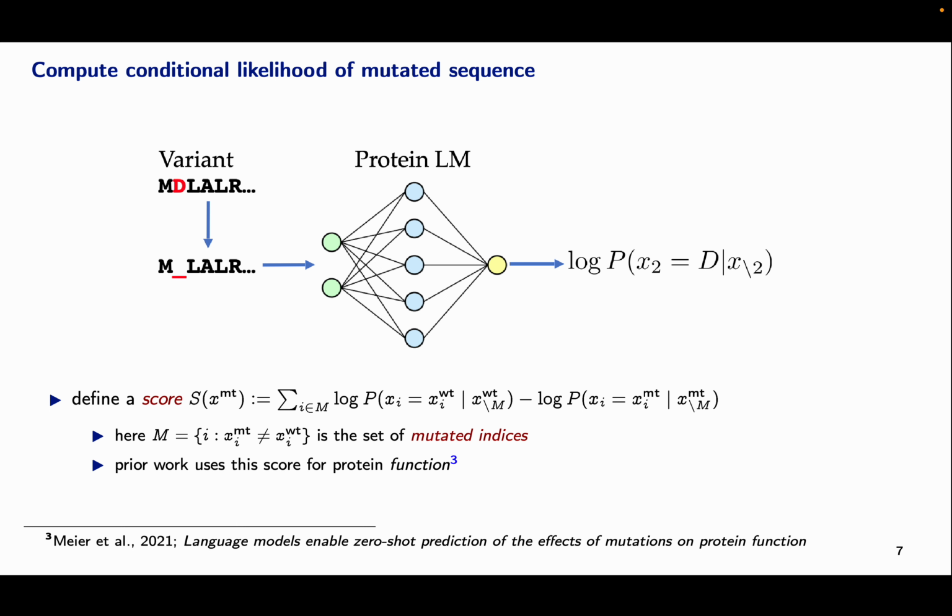To define a pathogenicity score, we'll evaluate the log odds ratio between the variant and wild type at the mutated position. So here this set M is the set of mutated positions, mutant versus wild type WT, and we're taking the sum of the log odds ratio of these conditional probabilities. Intuitively, S is higher when the mutations make the variant sequence less likely than the wild type, making it more likely to be pathogenic.